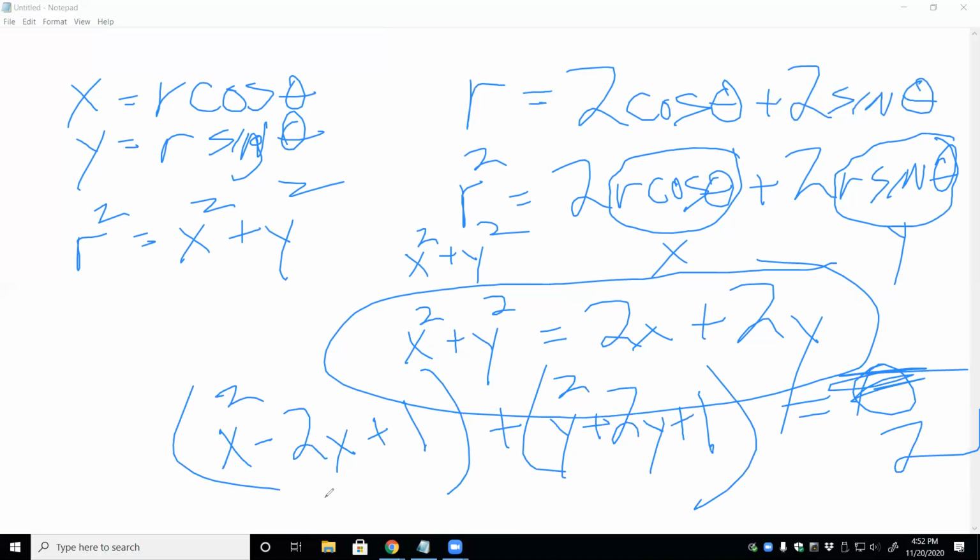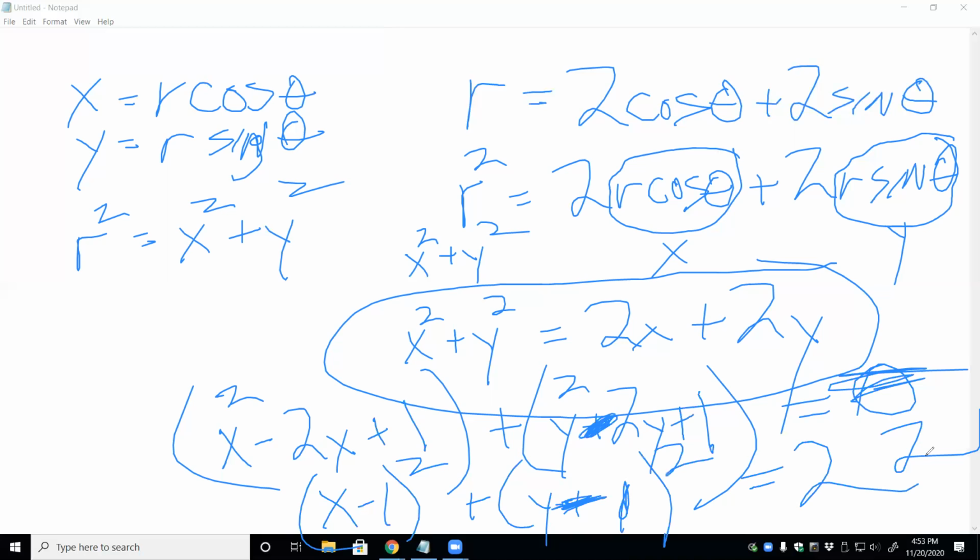And now I've got x minus 1 quantity squared plus y minus 1 plus 1. Well, hold on. I think it should be minus though, right? Yeah, that should be minus. So y minus 1 quantity squared equals 2. Well, that is a circle with radius 2 with its center at 1, 1. So that's this with a radius of 2.